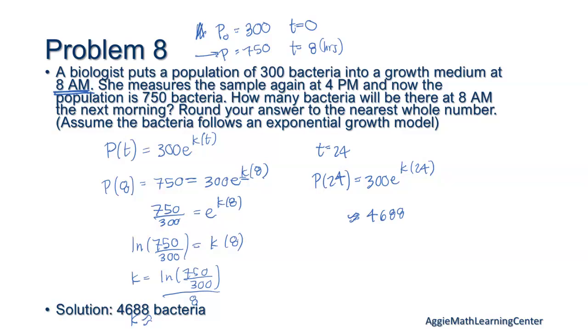So you need an approximation for K. I just found it, thanks. So we could go out however far you want. And then 300 times e to the k times 24 will come out to be about this number. Questions?